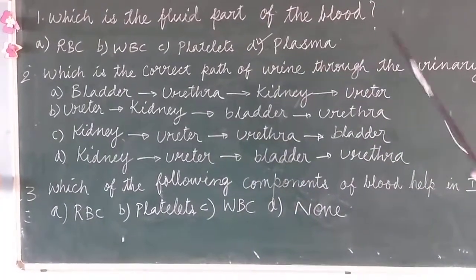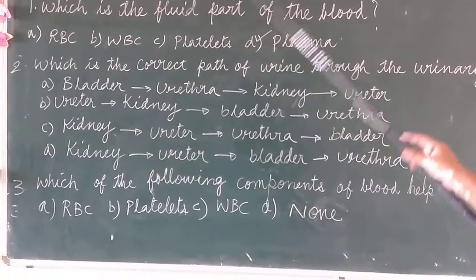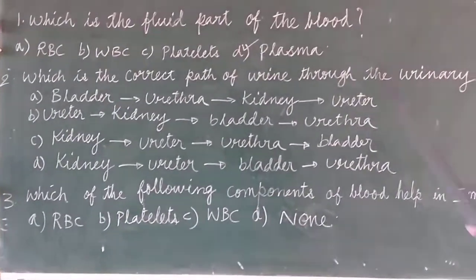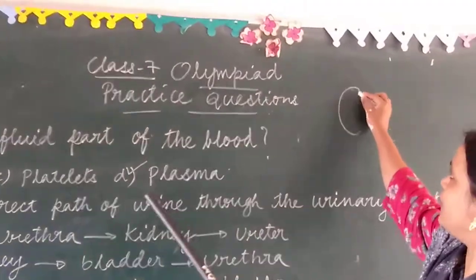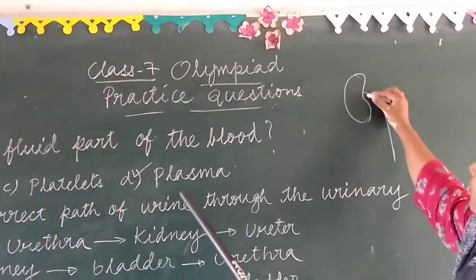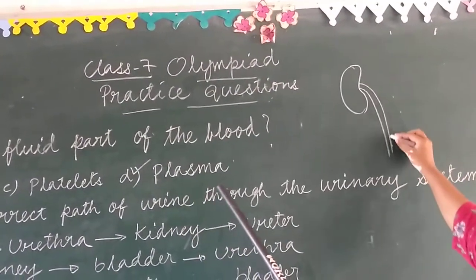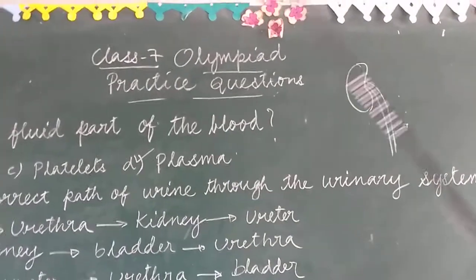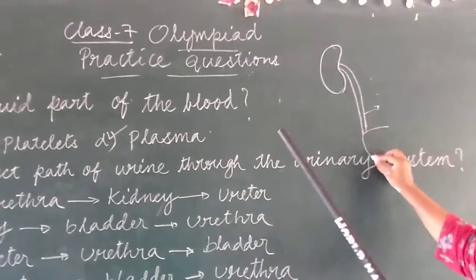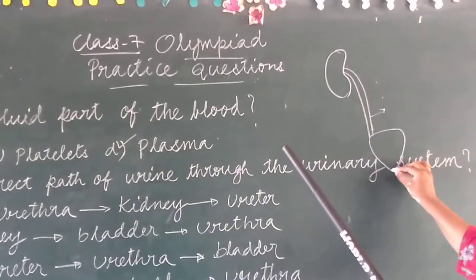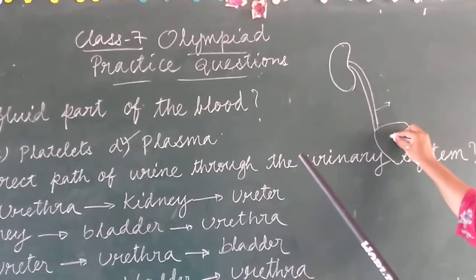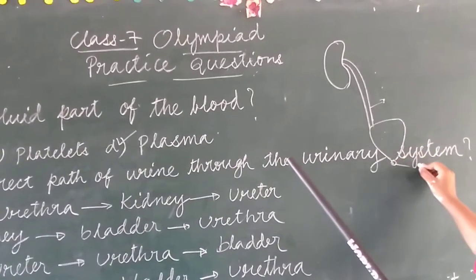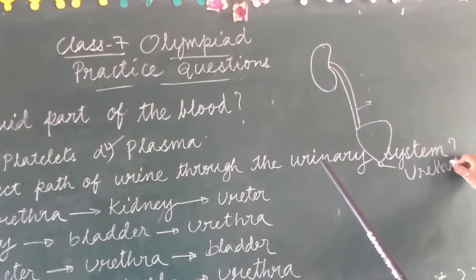When the blood gets filtered through the kidney, then what happens? From the kidney, what are these tubules called, children? These are nothing but ureter. Okay. From here, you have a bladder, where the urine is stored, and you have a urethra, right?